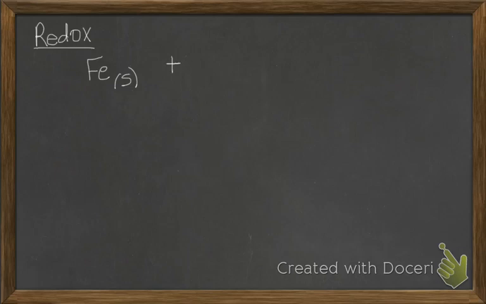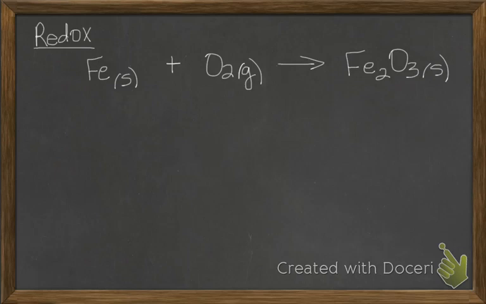When iron comes into contact with oxygen, especially if it's wet, water actually acts as a catalyst. It speeds up this reaction, but it's not necessarily required. When iron reacts with oxygen in the air, it makes rust, which is iron(III) oxide. And of course, we would need to balance this equation as well. This is a redox equation.